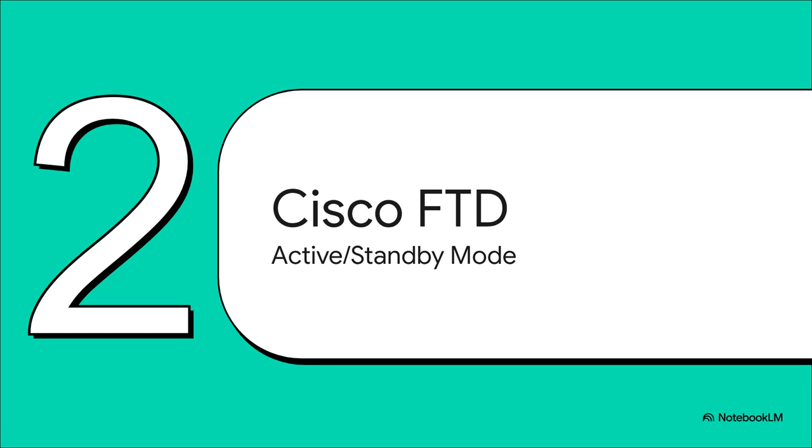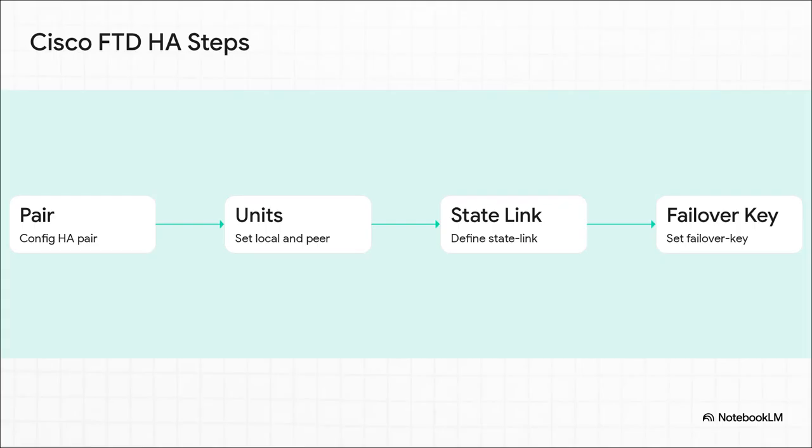Section 2. Cisco FTD active/standby. So when an engineer gets in to set up Cisco FTD, they have to explicitly link the primary and secondary units. First, you literally configure a high availability pair, telling the system exactly which box is the local unit and which is the peer. But the real magic happens next when you define a state link interface. This is actually a physical cable connecting the two firewalls where they securely whisper their connection states to each other, all locked down by a specific failover key. It's a highly secure, dedicated line of communication.